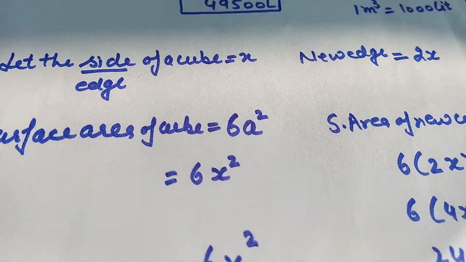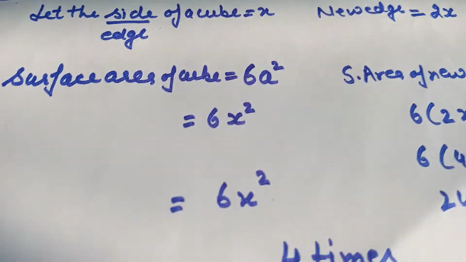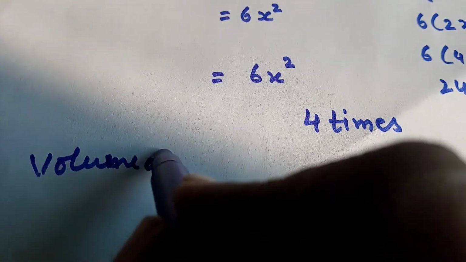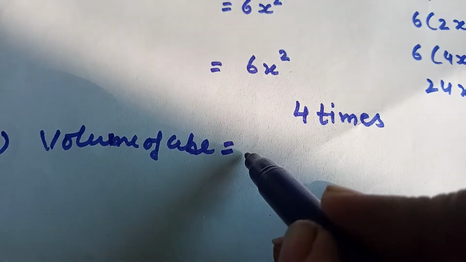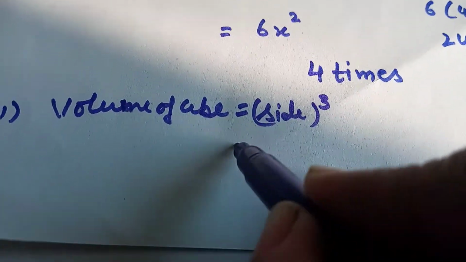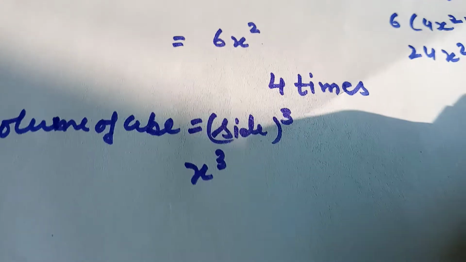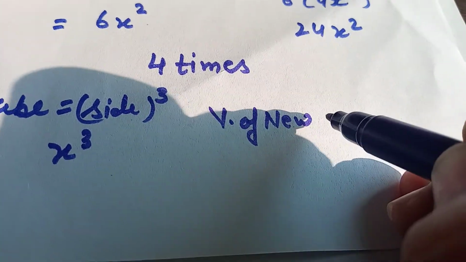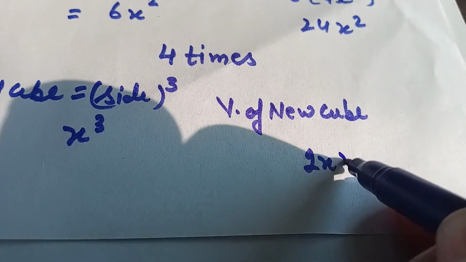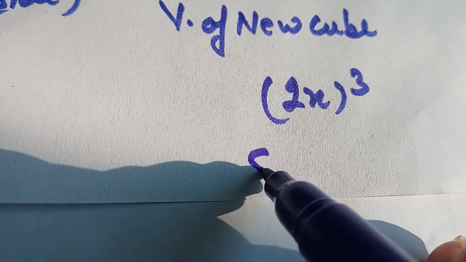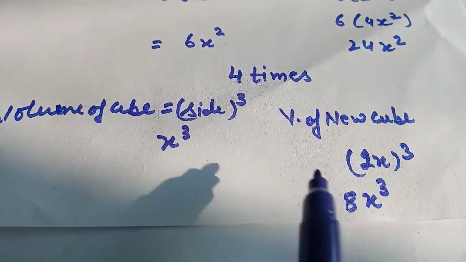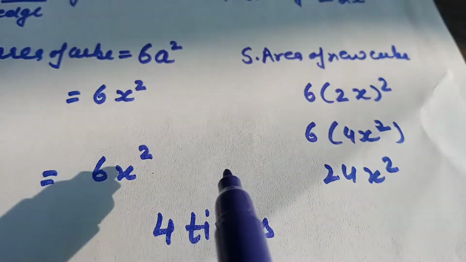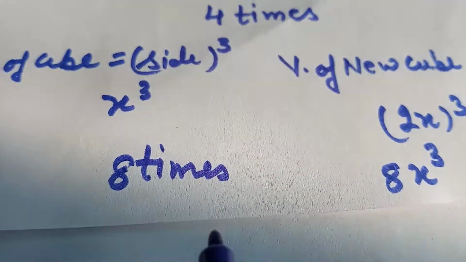Now next is how many time its volume increase. Now second part we have volume of cube. This is side cube means x cube. Now we have to find out the volume of new cube. This is 2x cube means 8x cube. So how much it is? It is 8 times. Means the surface area will increase 4 times and the volume will increase 8 times.